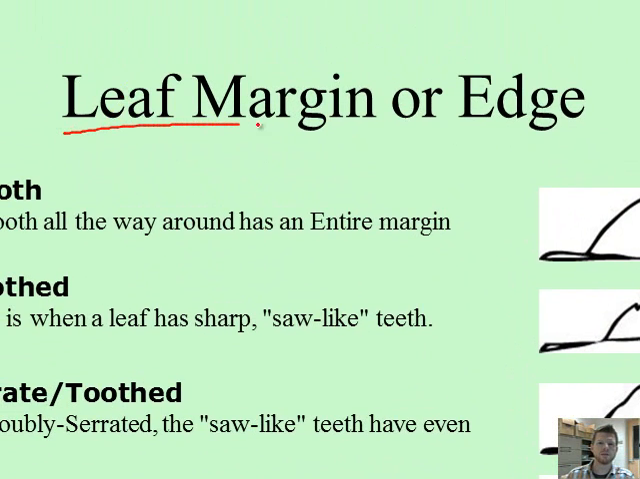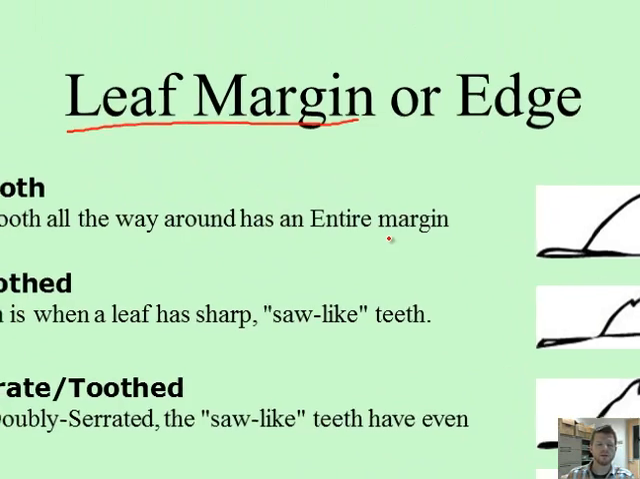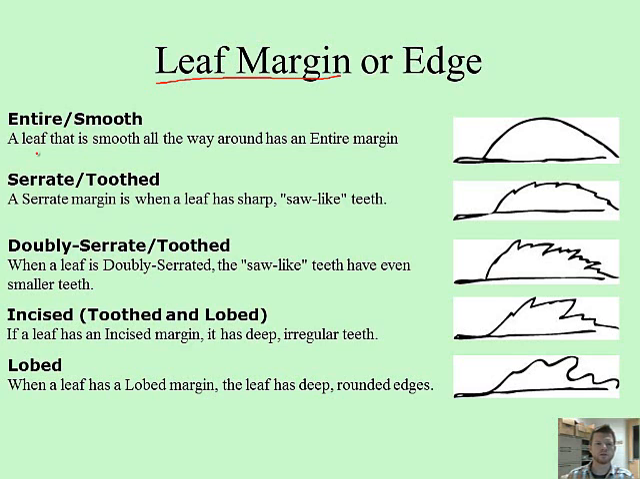Third category, leaf margin, sometimes referred to as the edge. There's five different types that I would like you to understand. First one is entire. So it's smooth all the way around the entire leaf. There's no jagged edges or anything. So that is our first leaf margin. Serrated or toothed, we're going to see some saw-like teeth on the edge of the leaf. Double serrated or double toothed, this is when we're going to see big teeth and then small teeth in between. So here's kind of our big teeth right here, and then you can see examples of the smaller teeth in between each one of those. So that is doubly toothed.